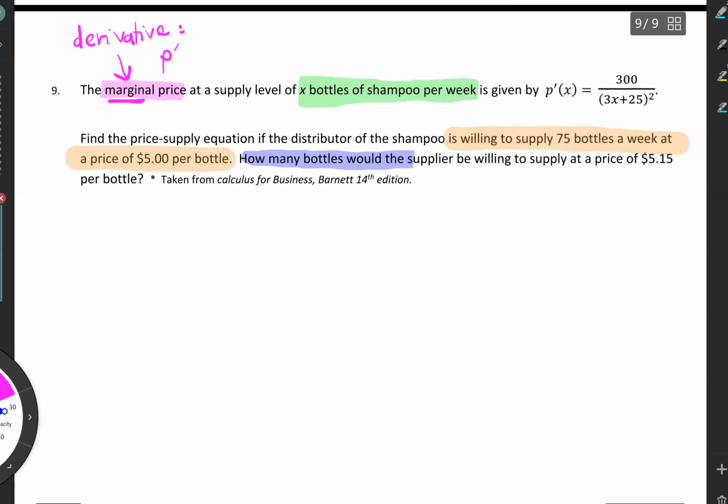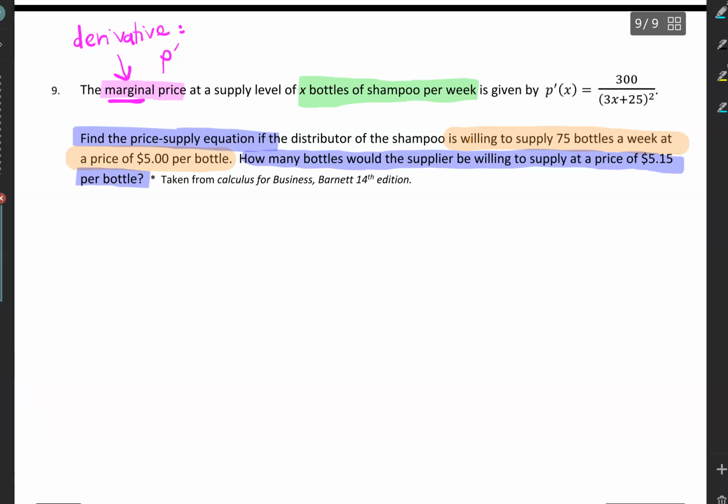How many bottles would the supplier be willing to supply at a price of $5.15 per bottle? Oh, and we're also being asked to find the price supply equation under those conditions. So we've got a lot to do. Right now we're given the marginal price supply equation. We need to go back to the original price supply equation.